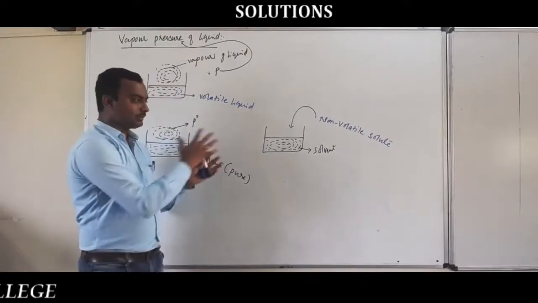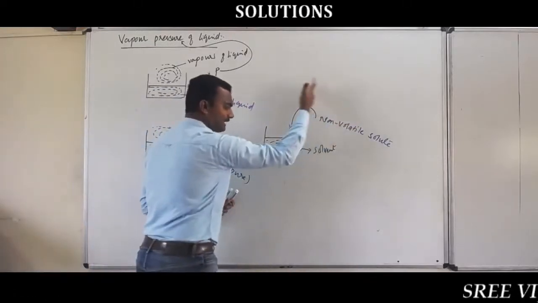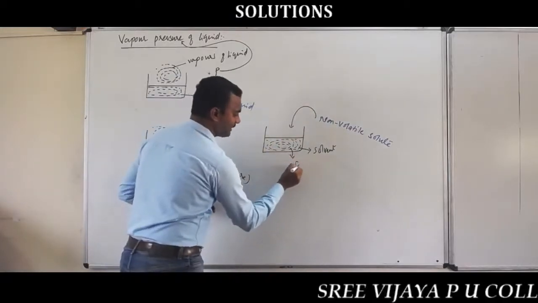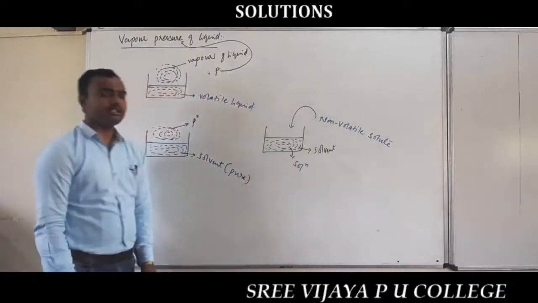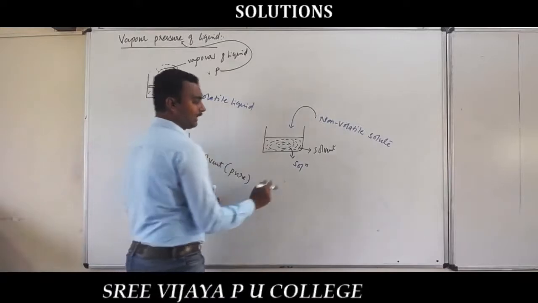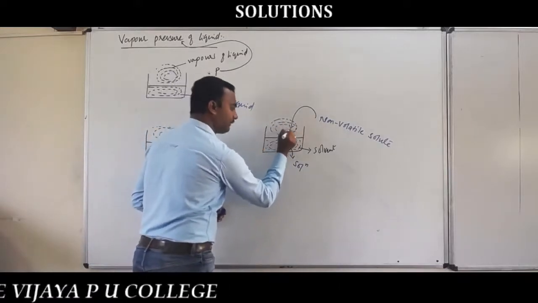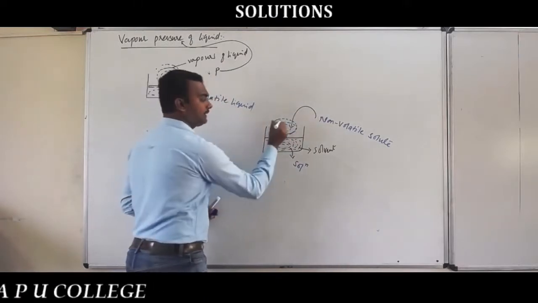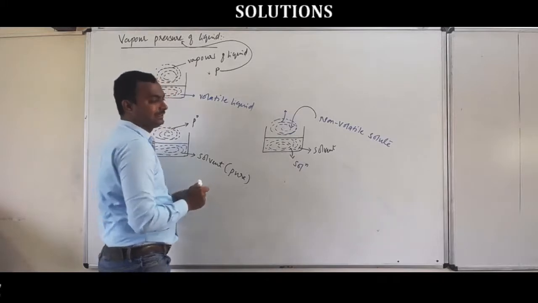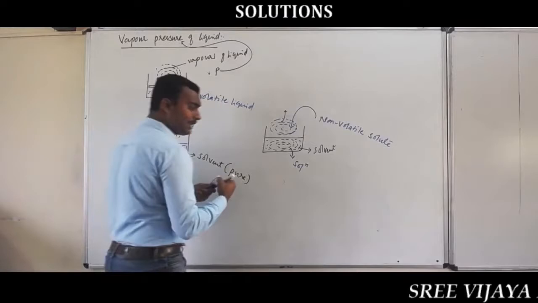Why does it decrease? What is the concept behind this? When the non-volatile solute is added to the solvent, automatically it becomes a solution, a homogeneous mixture. Now, evaporation happens and vapors come. Of course we will get the vapors of the solvent, but I said the vapor pressure decreases. The reason is that when we add a non-volatile solute into the solvent, it becomes a solution.